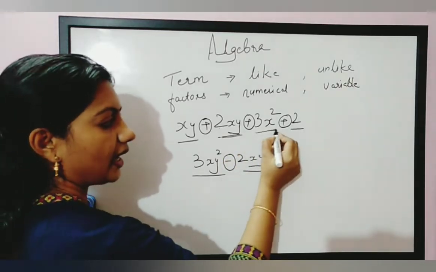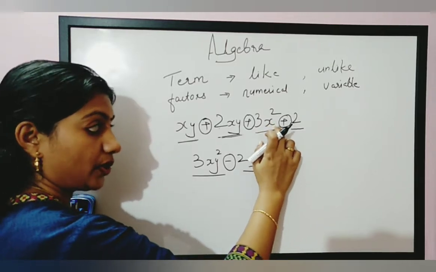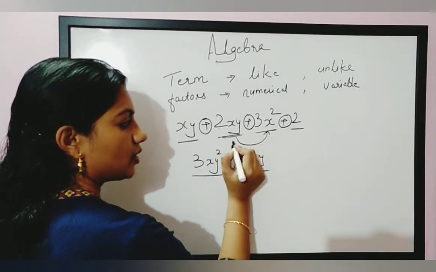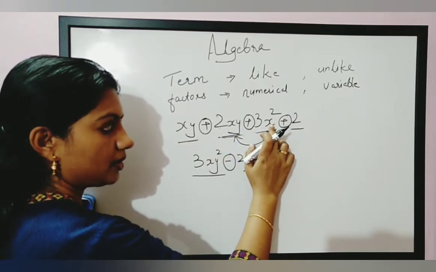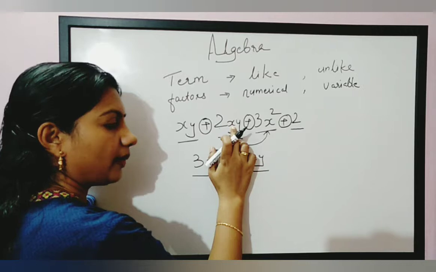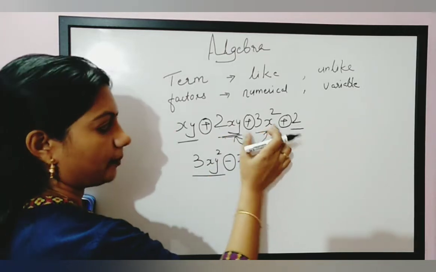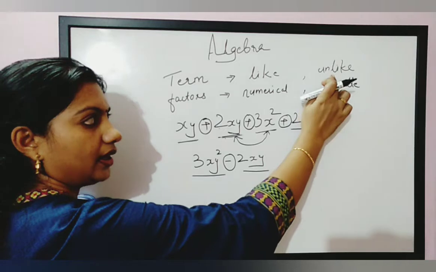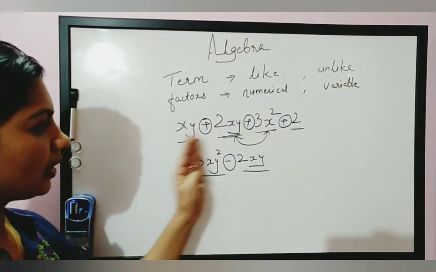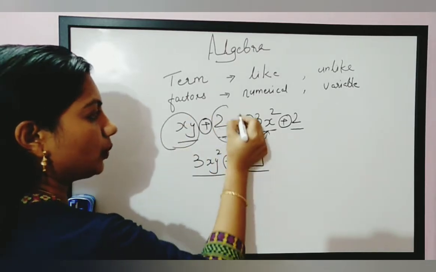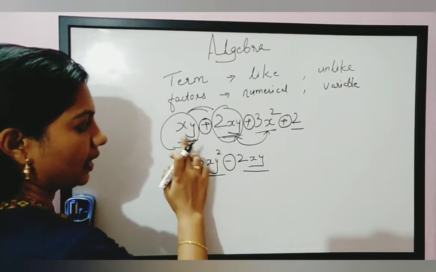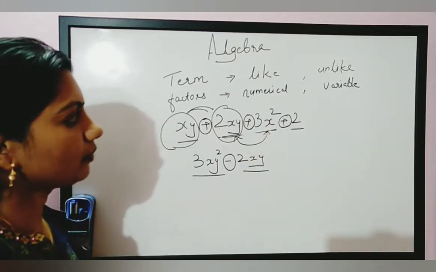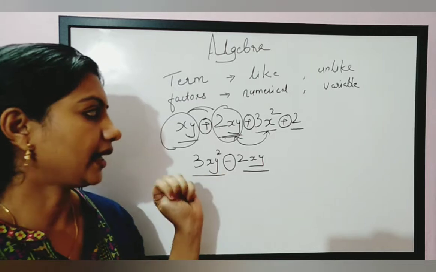Let's look at 3x square. I don't have a y here. Instead of y, it is x square. Here it is 2xy. When we compare these two terms, they are unlike because here the variable is xy, here the variable is x square. These two variables are different. When the variables in terms are different, they are called unlike terms. So I have xy, 2xy as like terms, xy and 3x square is unlike, 2xy and 3x square is unlike. So this is like term and unlike term.